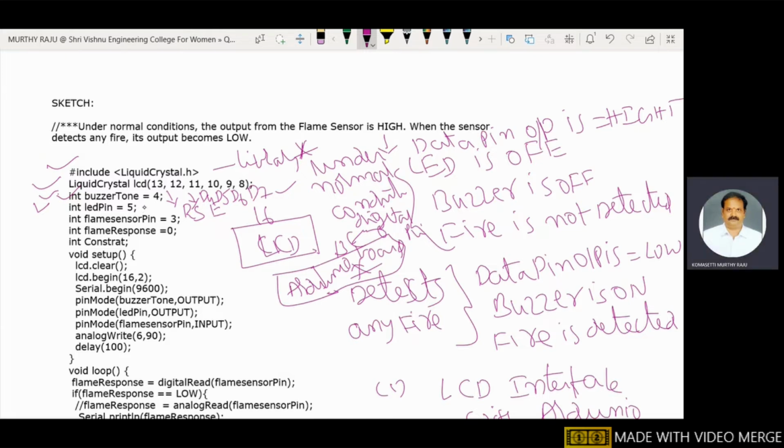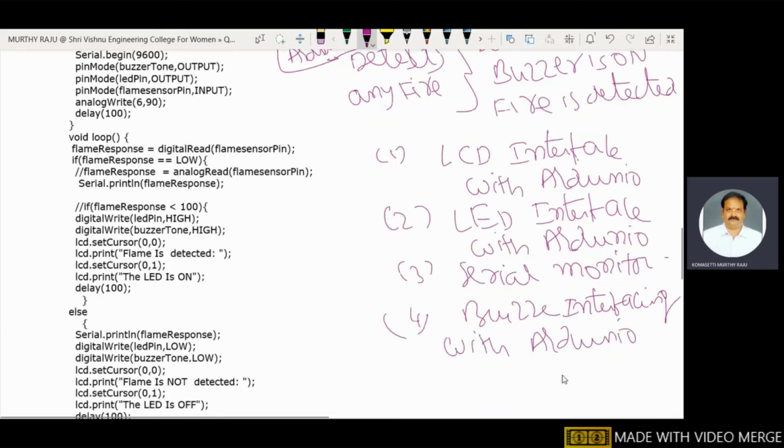LED interfacing is also included in this project. Integer LED pin is 5, which means the 5th digital pin of the Arduino board. And the flame sensor pin.